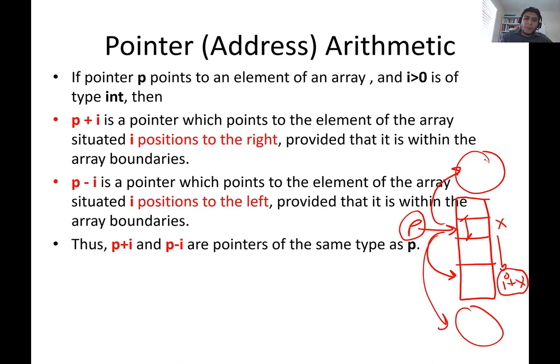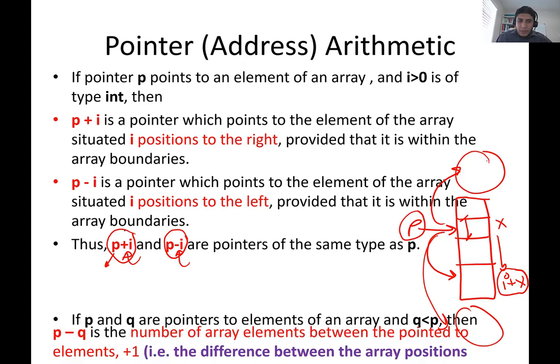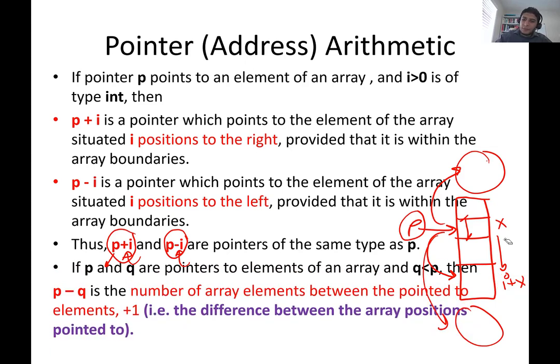The first one is, if you have B as a pointer of a certain type, for example, B is a pointer of an int, if you add a value here, the resulting pointer or the resulting address is also a pointer of the same type. For example, if B was originally a pointer of double, then B plus I will also be a pointer of double, right?